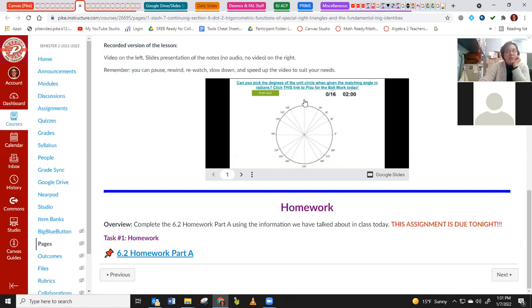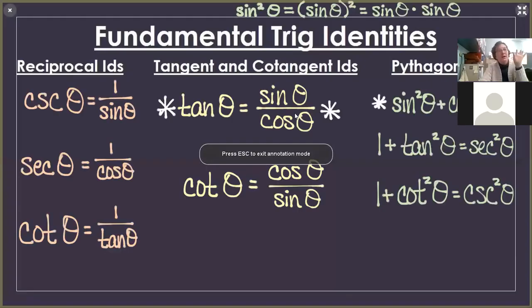In addition to that, you really need to practice your unit circle, practice getting those angle measures and those degrees down and matching those. And work on memorizing these 8 fundamental trig identities. On Monday, we're going to prove the tangent identity and all of the Pythagorean identities, because I want you to understand where they're coming from. And then we're going to use these to simplify and verify.